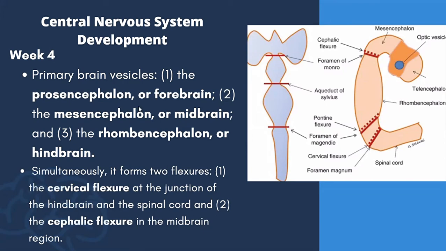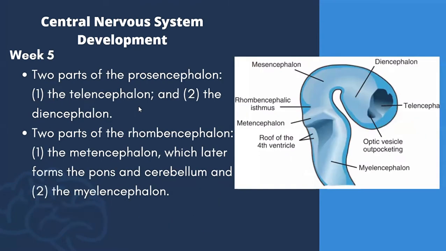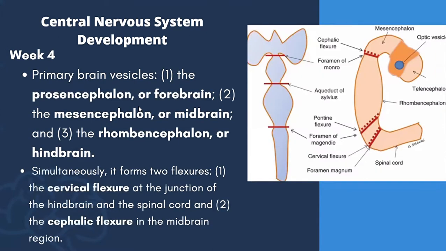Mesencephalon or the hindbrain. Simultaneously, it forms two flexures, the cervical flexure at the junction of the hindbrain and spinal cord, and the cephalic flexure in the midbrain.